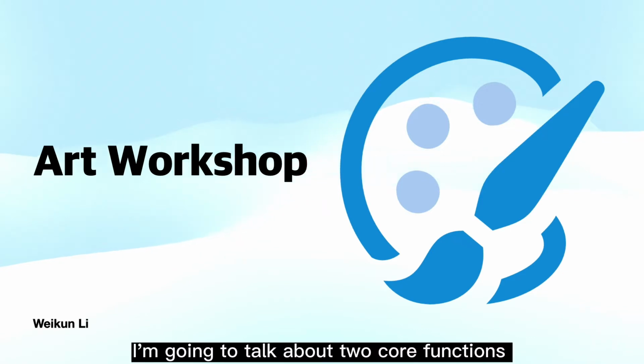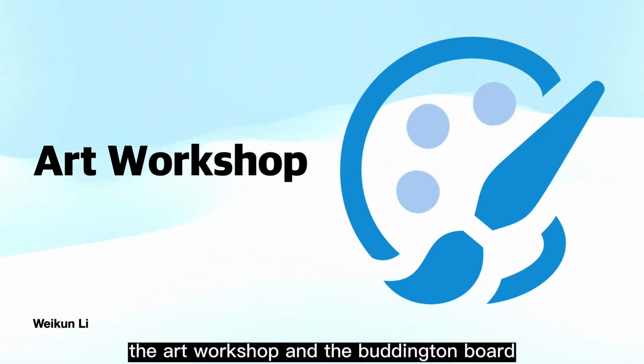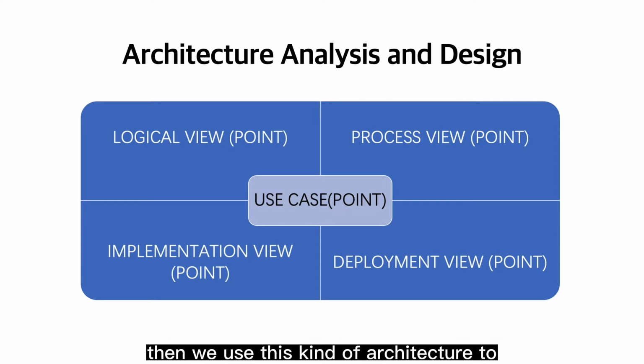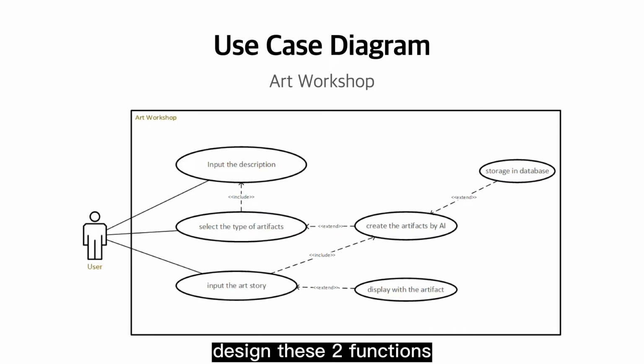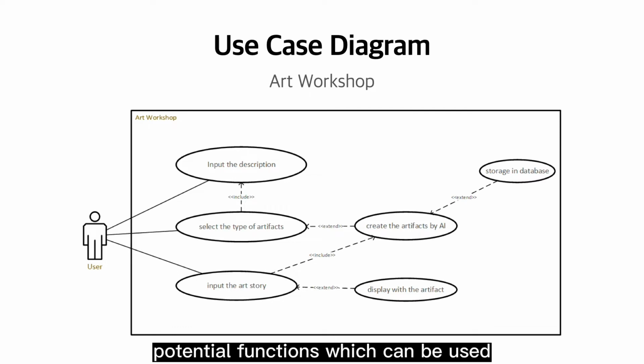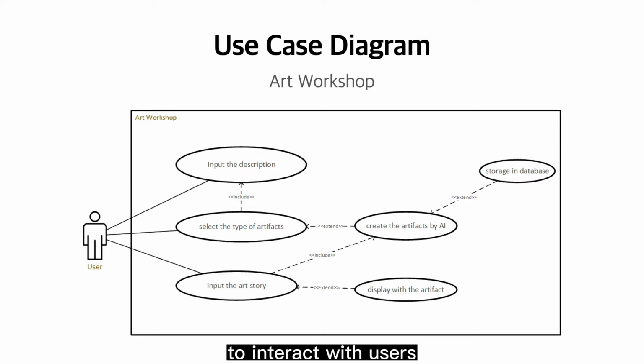I'm going to talk about two core functions in our team project, the art workshop and the bulletin board. We have already talked about the architecture of the 4+1 viewpoint design. Then we use this kind of architecture to design these two functions. The art workshop is mainly for the whole process of creating art. In this diagram, use cases are used to describe the potential functions which can be used to interact with users.